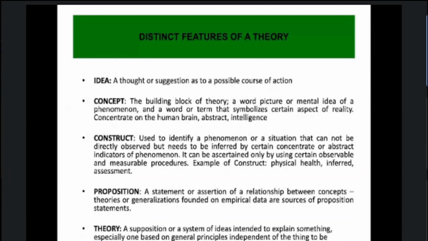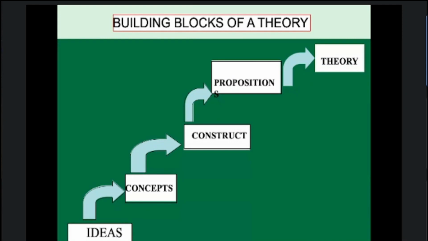A construct is like a variable, and when you assume a relationship between constructs, it becomes a proposition or hypothesis. And when a proposition is approved, it becomes a theory. So these are the building blocks. Ideas to concept, concept to construct, construct to propositions, and when propositions are tested, they become theory. So these are the building blocks of a theory.